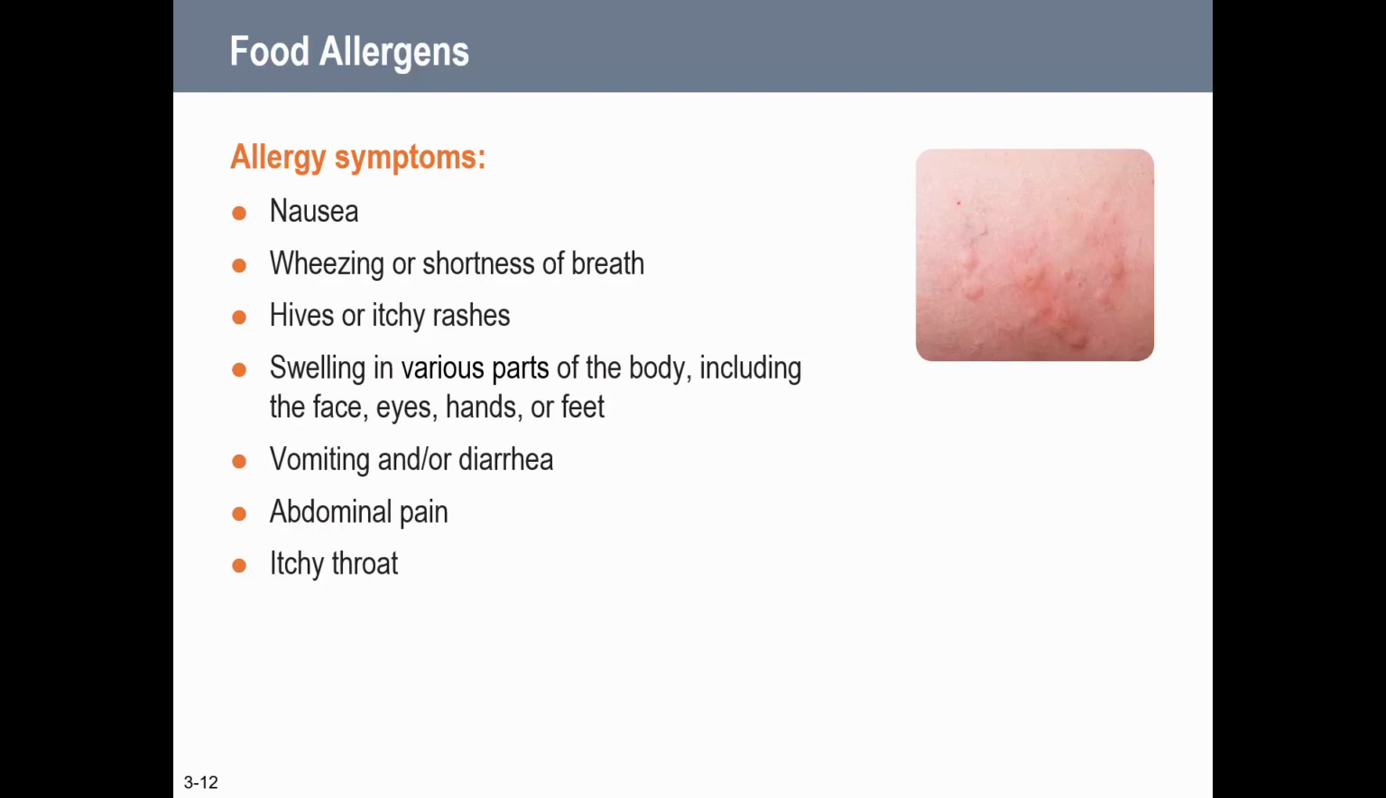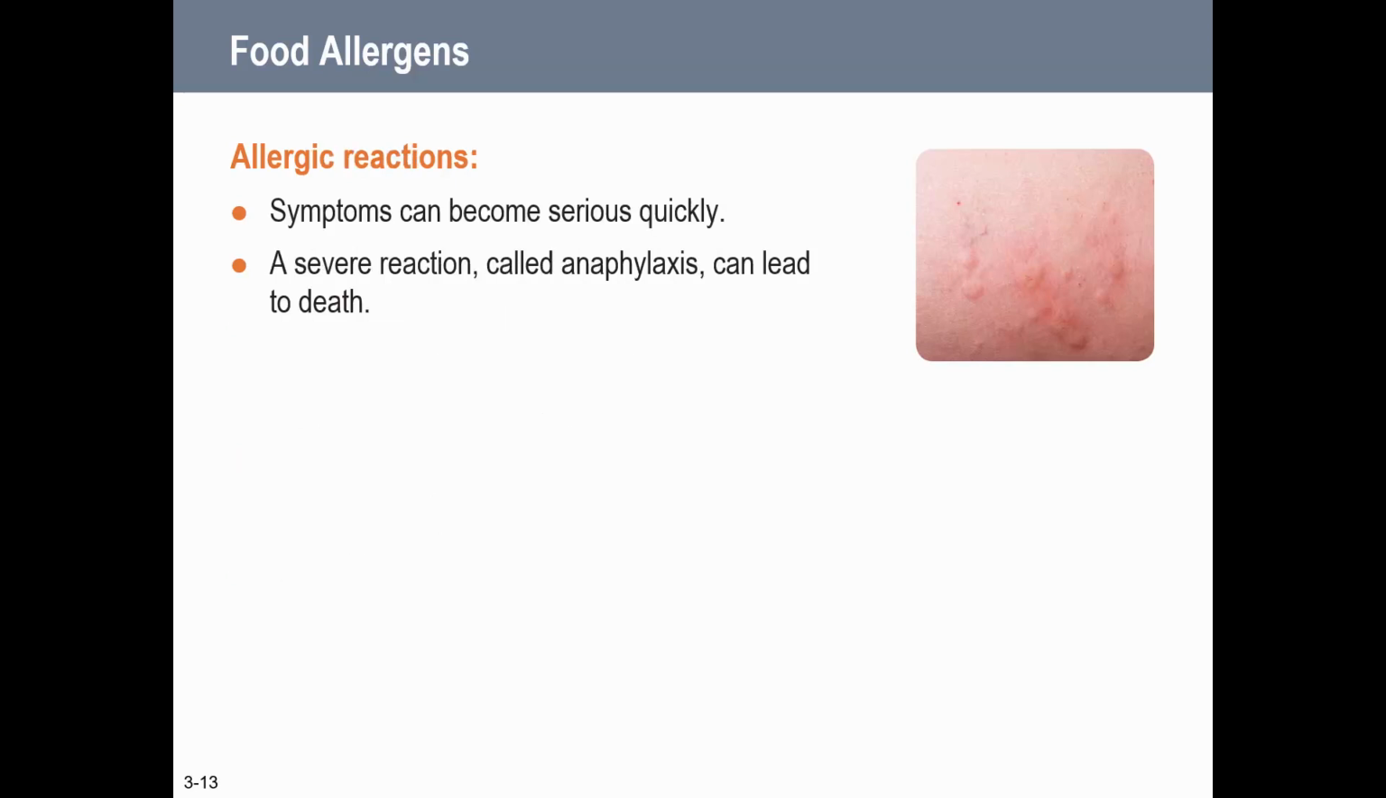So the symptoms range from nausea, hives, swelling, sometimes tongue or lip swelling, itchy throat, vomiting, and it can become very severe. Anaphylaxis is also a severe allergic reaction that can lead to constriction of breathing and ultimately could cause someone's death. So this is why we need to take food allergies very seriously.